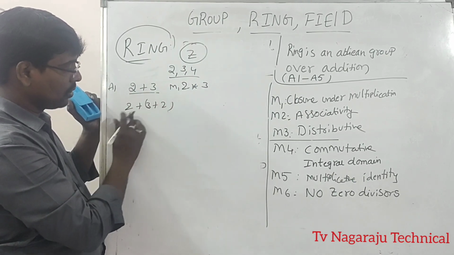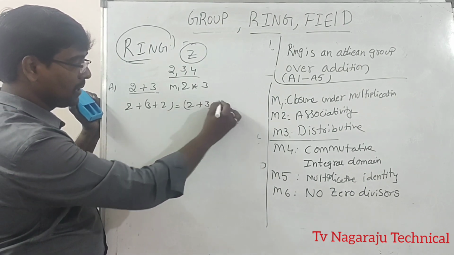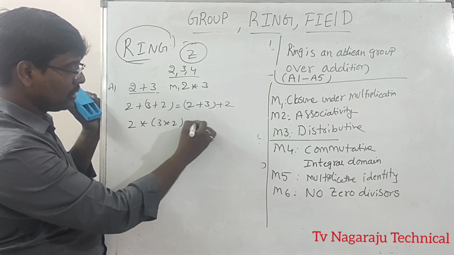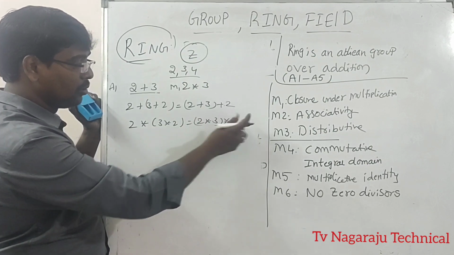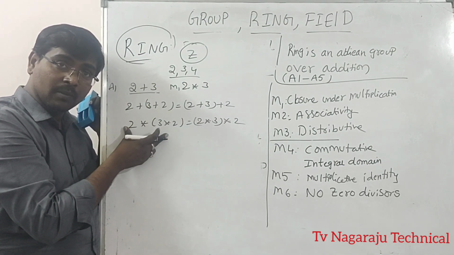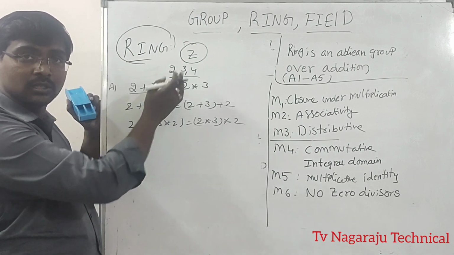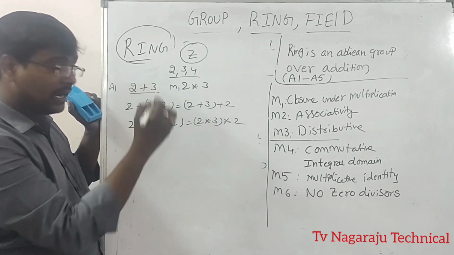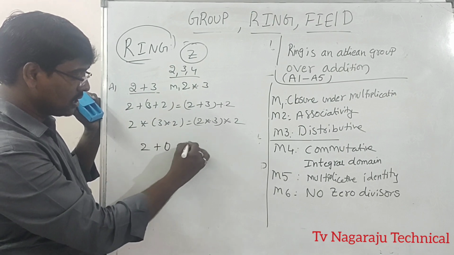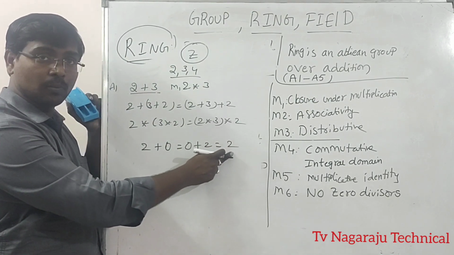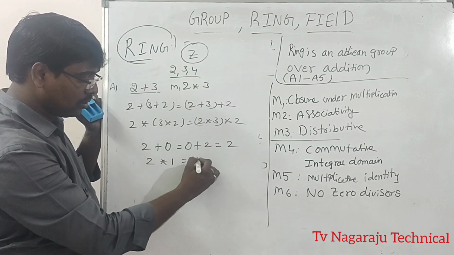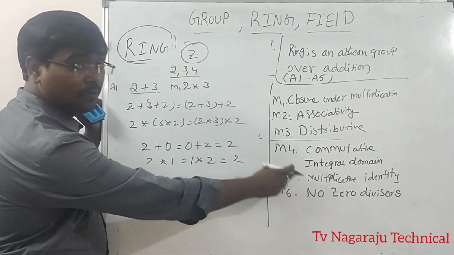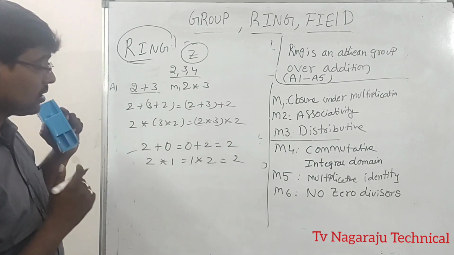2 plus 3 plus 2 is equal to 2 plus 3 plus 2. The associativity for addition, and 2 into 3 into 2 is equal to 2 into 3 into 2. The second property, the associativity for multiplication, is also satisfied. Now, the third one, identity element: 2 plus 0 is equal to 0 plus 2. This also belongs to the ring. 2 into 1 is equal to 1 into 2 is equal to 2. 1 is the identity element for multiplication. Multiplication identity also exists.